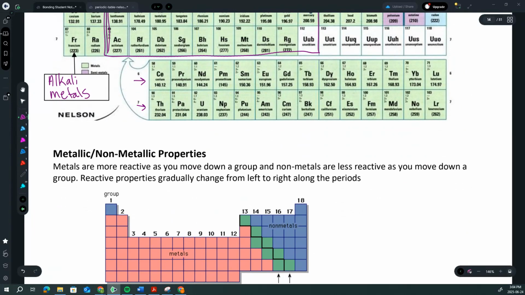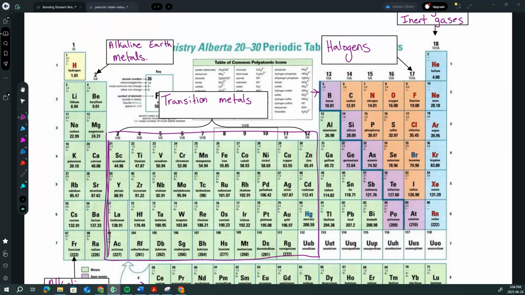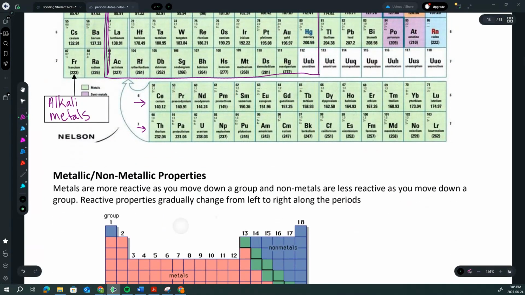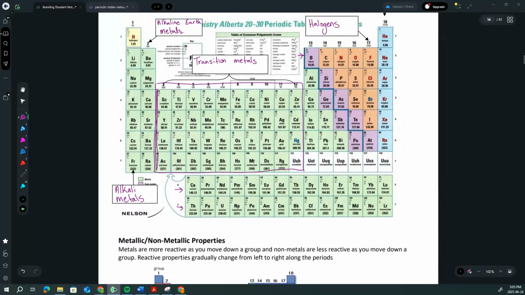So, as we've said before, the periodic table is split up using this dark blue staircase line. It splits up the metals, which are on the left of the staircase line, and the nonmetals, which are on the right-hand side of the staircase line. Okay, so metals are more reactive as you move down a group, so going this way, and nonmetals are less reactive as you move down a group.